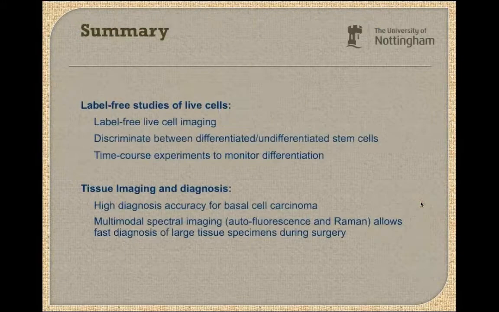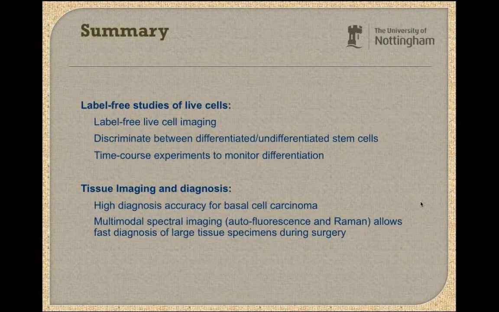Very quickly in summary, I showed some examples where Raman spectroscopy can be used as a label-free, non-invasive technique. We looked at live cells, measuring differentiation of human embryonic stem cells to a cardiac phenotype, and we were able to identify Raman spectral markers and monitor the intensity of these markers during the differentiation process. In the second application, I described techniques like selective sampling Raman microscopy, based on autofluorescence imaging, that allow us to speed up the measurements of large tissue specimens and obtain diagnosis on the order of 10 to 20 minutes for large tissue samples as obtained in surgery.